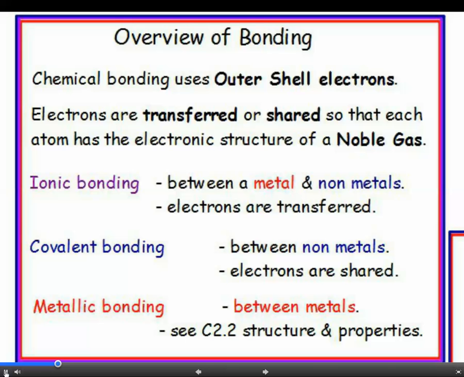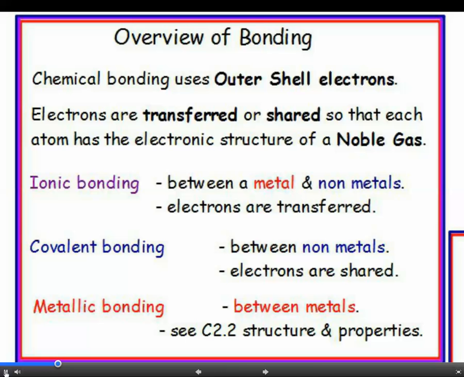Chemical bonding uses the outer electrons of an atom. These outer electrons are either transferred or shared between atoms, so that each atom has the same electronic structure as a noble gas. That is, they have a full outer shell. Remember, noble gases are unreactive. This is a really stable arrangement of electrons.